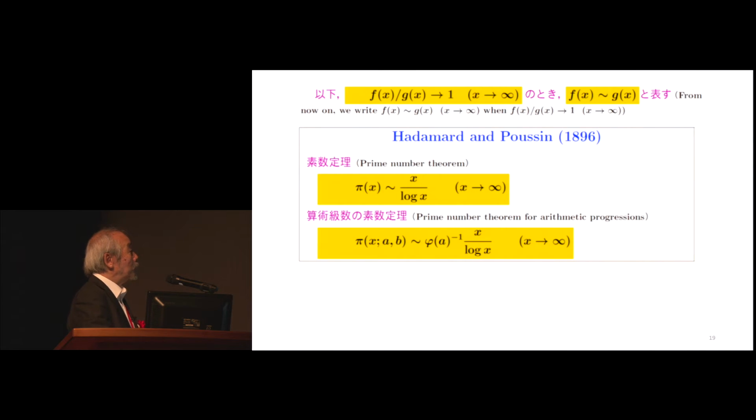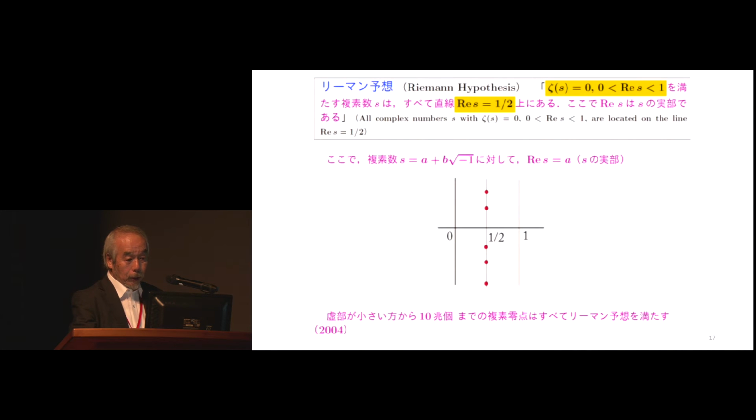And the prime number theorem for arithmetic progressions can be described as follows. Knowing this, and if we know the density theorem, then we can come up with this. By extending it to complex numbers, we can get it.